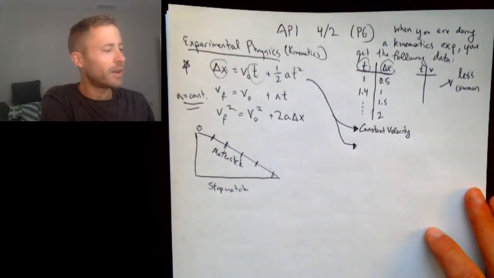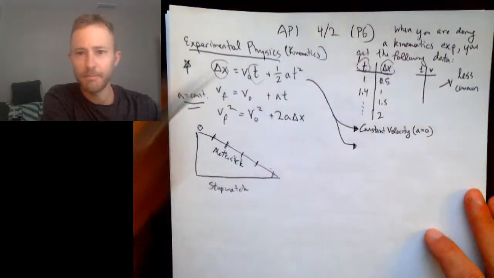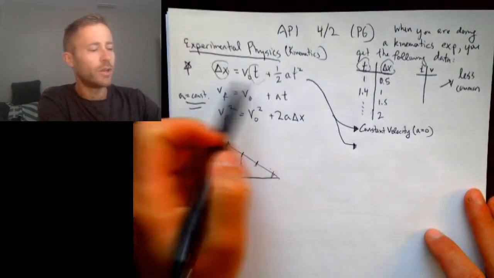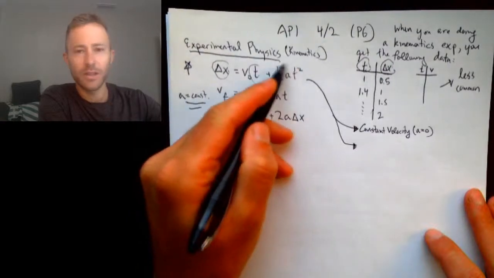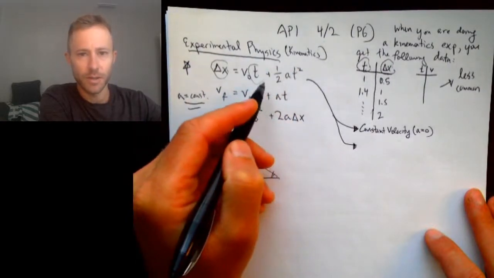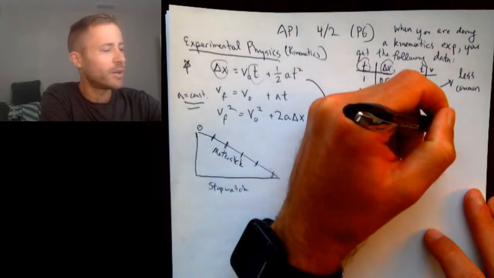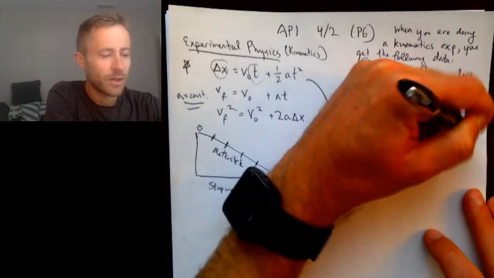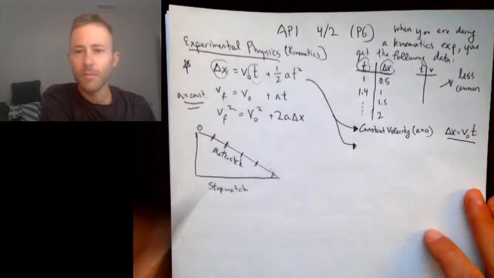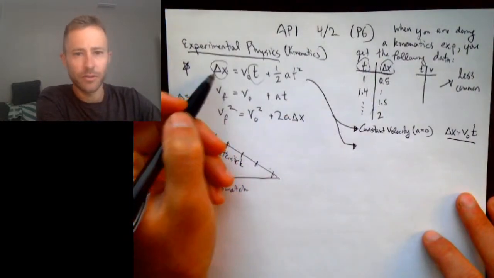If the object has a constant velocity, then that's another way of saying that the acceleration is equal to 0. And so in this kinematics equation, if the acceleration is 0, that is going to kill the second term in this equation. So the equation will become delta x equals v naught times time. So that's a special case of this equation.